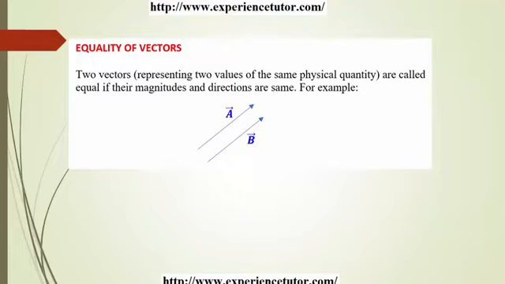Equality of vectors. Two vectors representing two values of the same physical quantity are called equal if their magnitude and directions are same. For example, in the below figure, A and B are equal vectors.